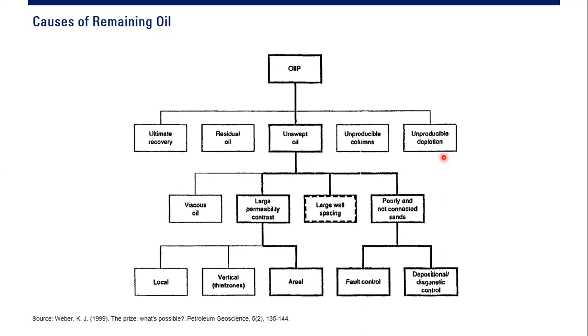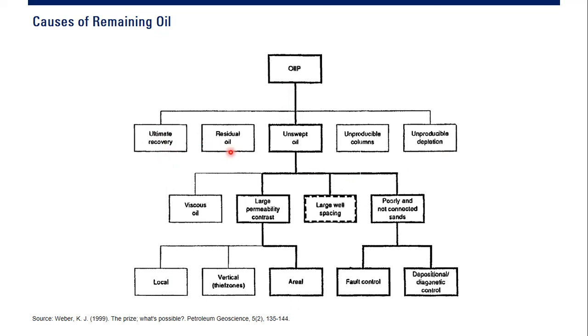So again, here we have oil initially in place. All oil that we produce can be categorized here as ultimate recovery. And some oil will be left because of residual saturation. We call that residual oil.